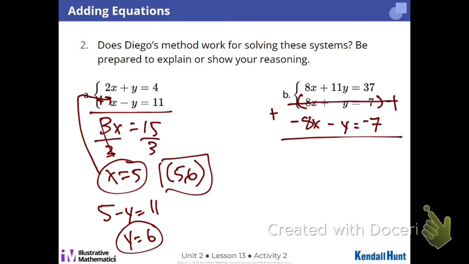Okay? For me, I just like thinking about adding positives and negatives together because when you get a subtracted negative, then it's a positive and stuff. So this is subtracting 8x minus 8x or 8x plus negative 8x, same thing. What happens to x now? It's gone. If I have an 11y and I take a y away, I have 10y. And if I have 37 and I take 7 away, I have 30.